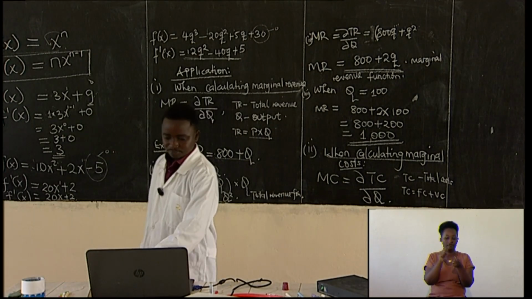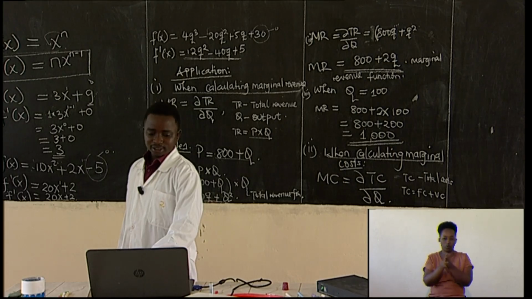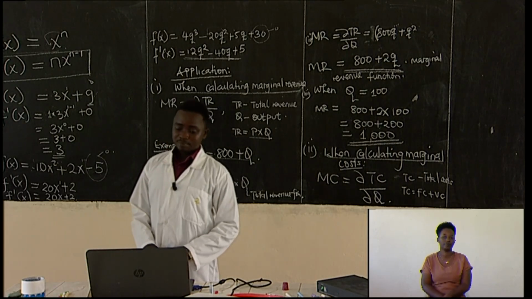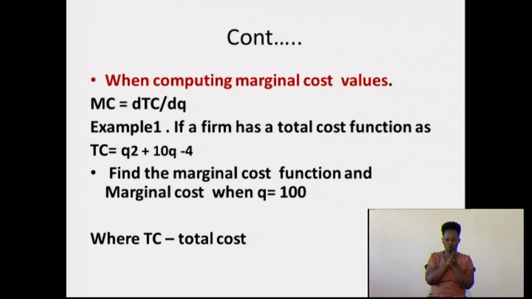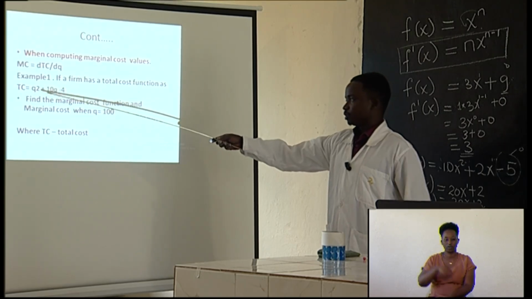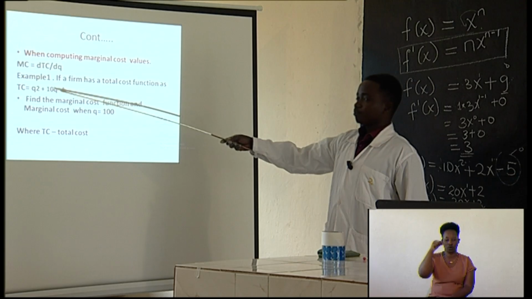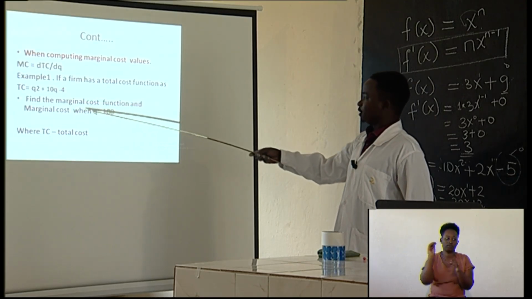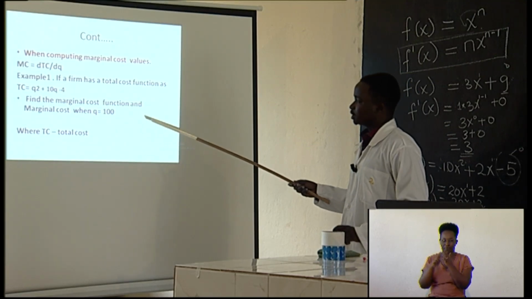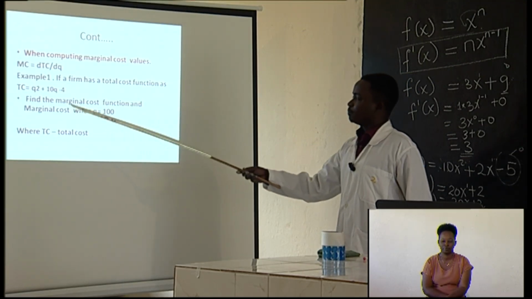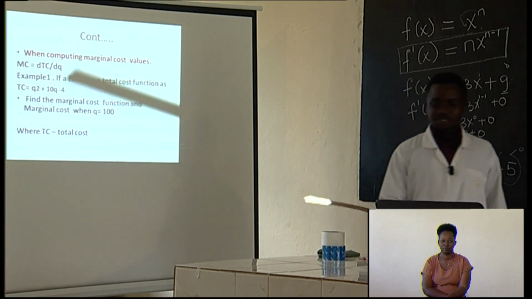So let's look at an example. If a firm has a total cost function Q squared plus 10Q minus 4, where Q represents output, find the marginal cost function. You have to note this. After getting it, you have to get the marginal cost when output is 100.